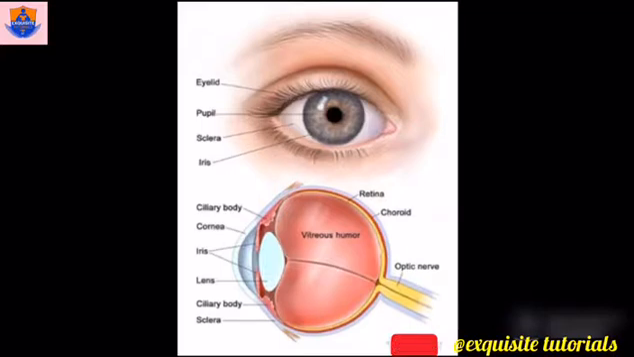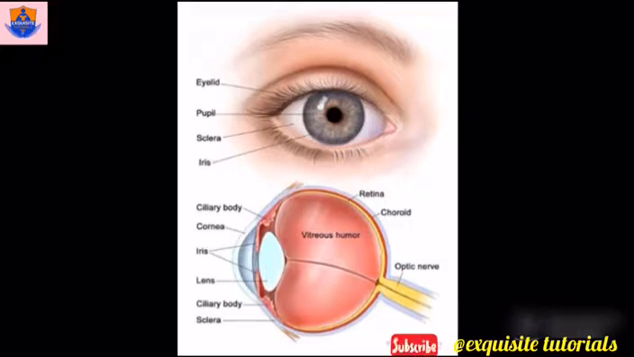Okay, filled with jelly-like substance called the vitreous humor. Okay, the innermost coat of the eyeball is the retina, and the retina is so important that it is concerned with the reception of light. It is very, very light sensitive.